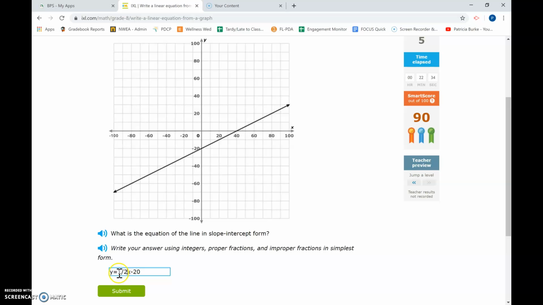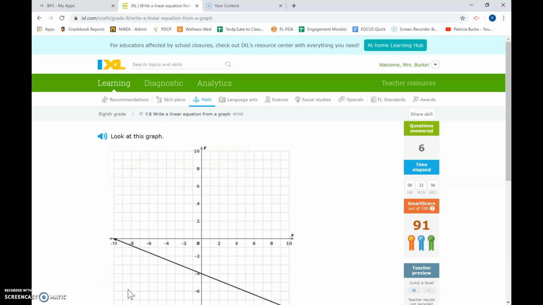So if you went up 1, whoop, and you went to the right twice, 1, 2, look, you found another point right there. Up 1, over 2. Up 1, over 2. There you go. So let's submit that. Let's see what else we can find here.